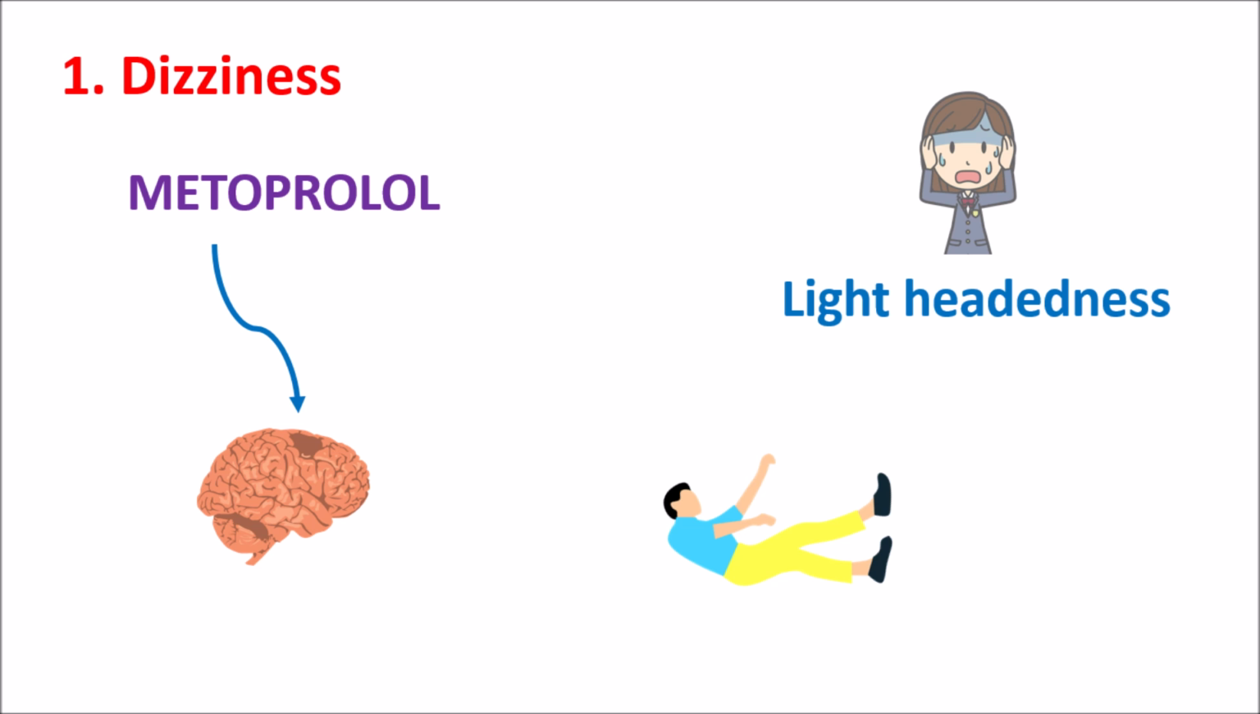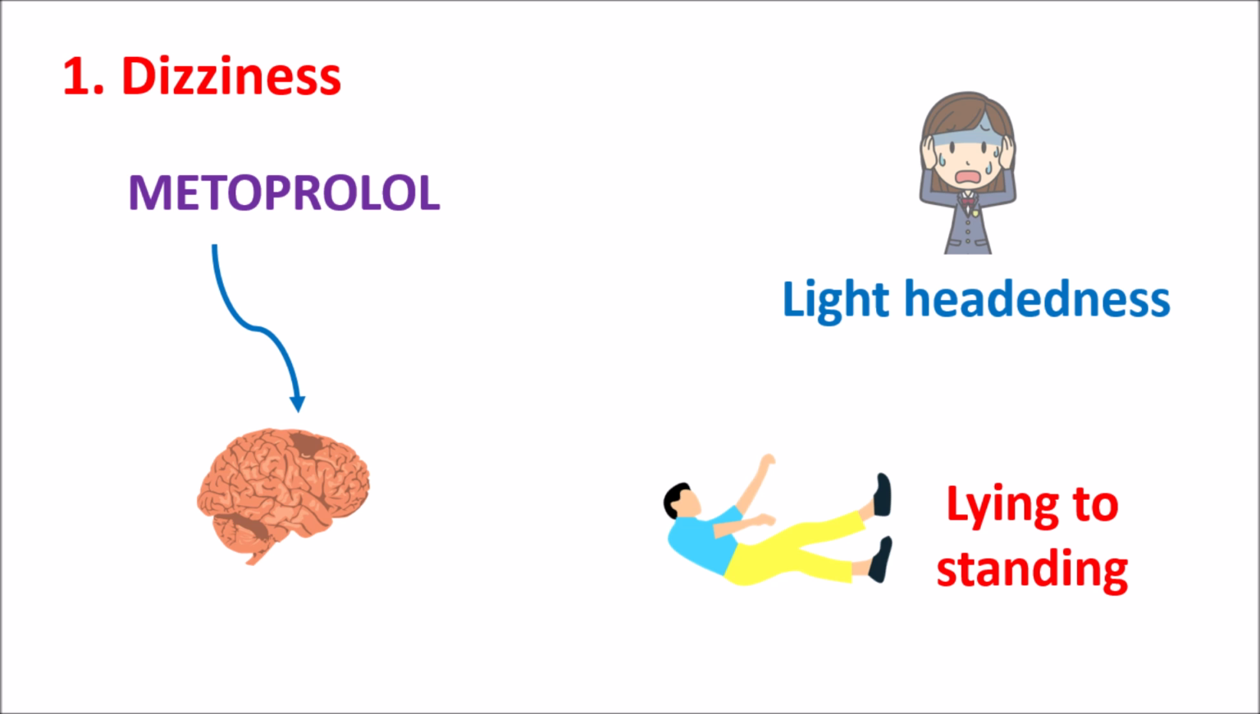If you change your position from lying to standing, or lying to sitting, a chance of lightheadedness and dizziness can be produced, which is more pronounced in the first few weeks of therapy. That's why in the early days of use of metoprolol, care should be taken while you are standing or sitting, and this dizziness can be increased with other drugs co-administered with metoprolol.